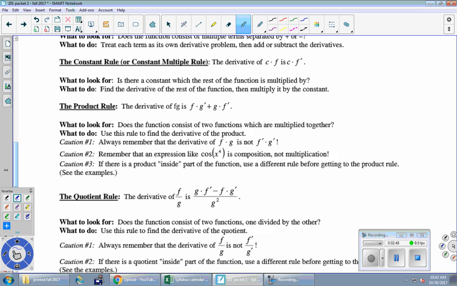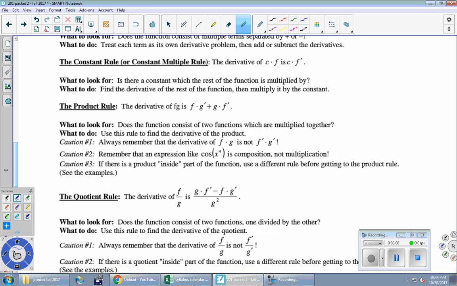A couple of cautions: the derivative of f times g is not simply f prime times g prime. Some of you are going to try this on Friday's test. It is not going to work out well for you. Please, please, please don't just do f prime times g prime on Friday. It's not right. So we have to recognize it is a product and it has that fancy rule.